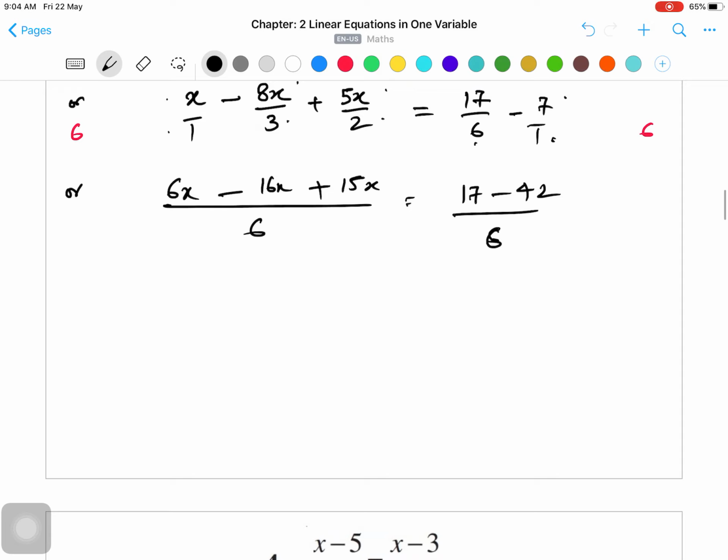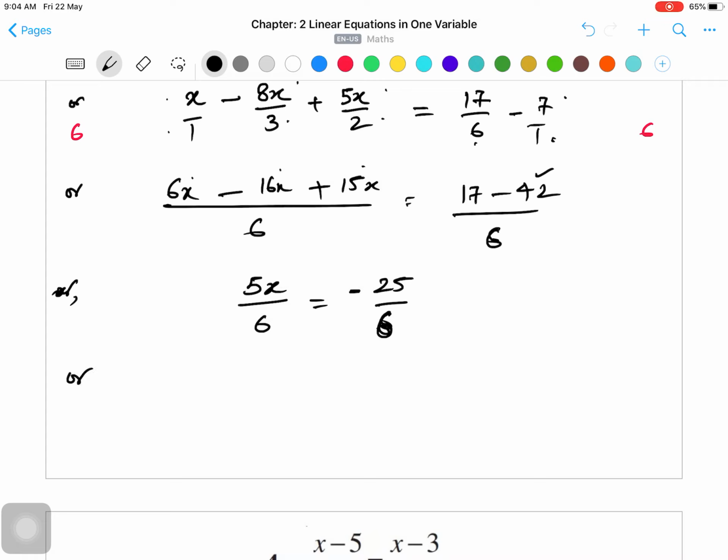Okay, this 15 plus 6 is 21. 21 minus 16 is 5. x by 6 equals to, this 17 minus 42 is 25 by 6. This will be minus 25, as the bigger term is with minus sign.